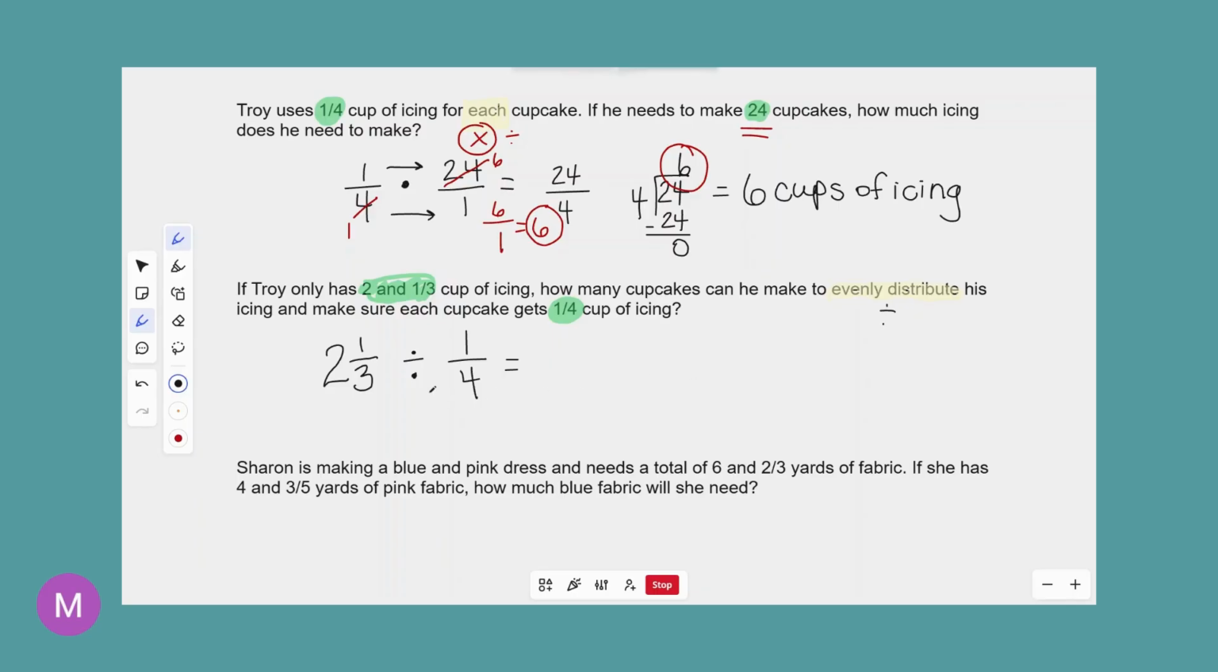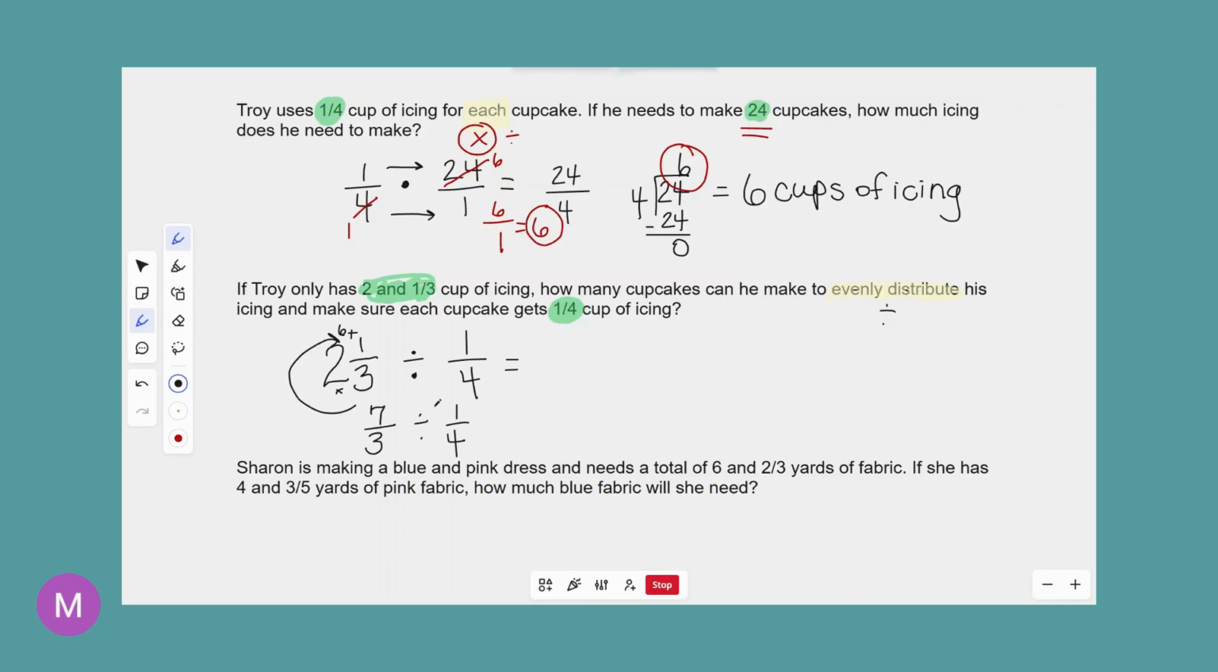All right, so we have a mixed number here. We cannot divide with mixed numbers, so we are going to convert. So 3 times 2 is 6, plus 1 is 7. Put it back over its thirds that we were dealing with. So 2 1/3 is the same thing as 7/3. And we're going to divide by 1/4. And nothing needs to happen with that 1/4.